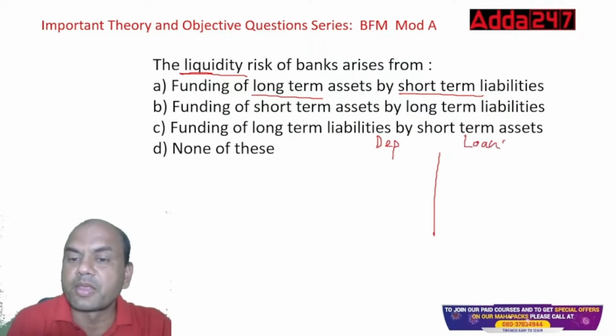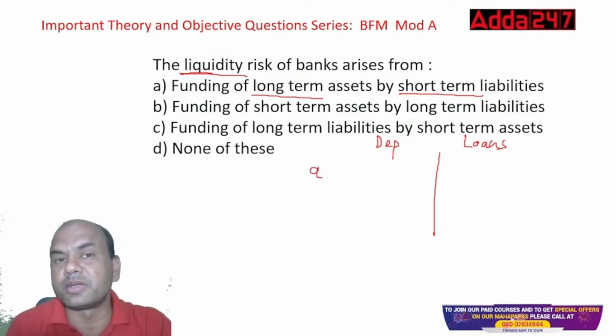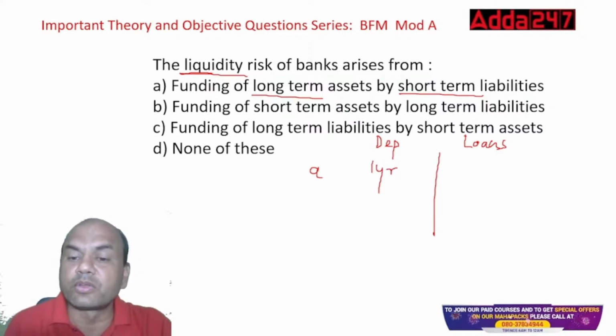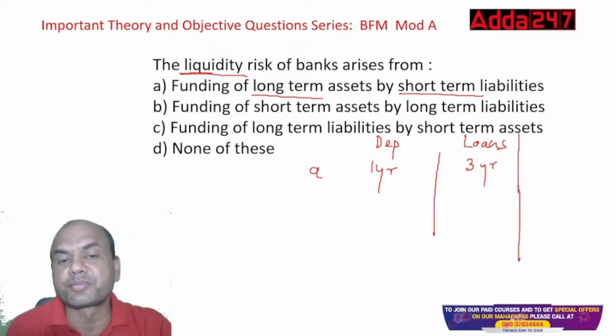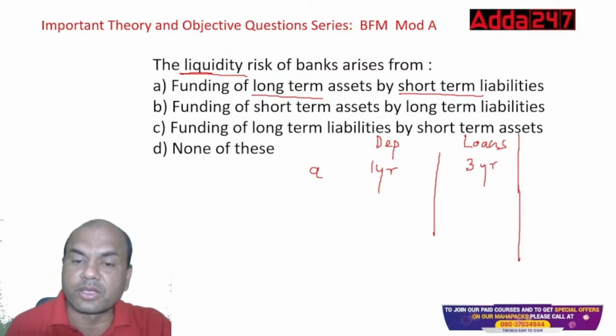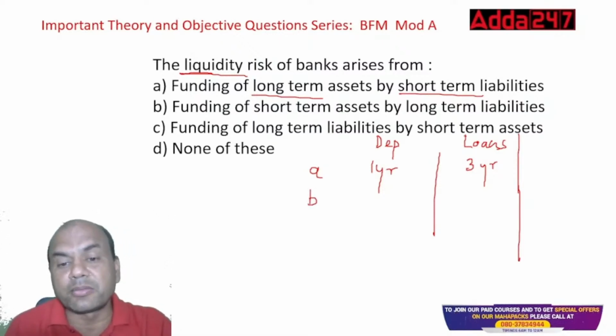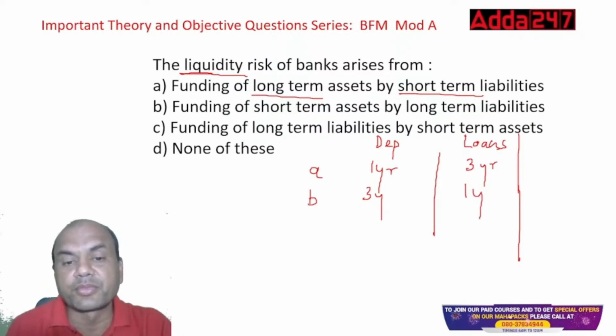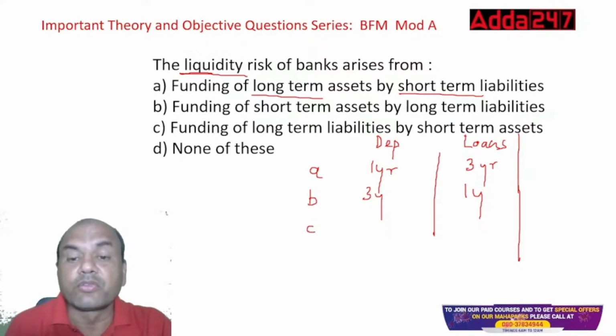Now, case A. Funding of long-term assets by short-term liabilities. Means what? I'm having a deposit of 1 year and I'm giving a loan of 3 years. Will this create a liquidity risk for me? Just type yes or no over here. Let's see later. B. Funding of short-term assets by long-term liabilities. So deposit of 3 years and loan of 1 year. Will it create a problem for me?